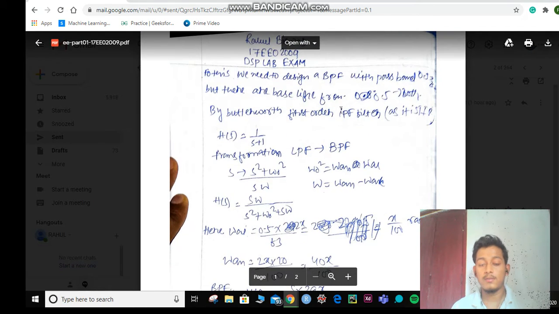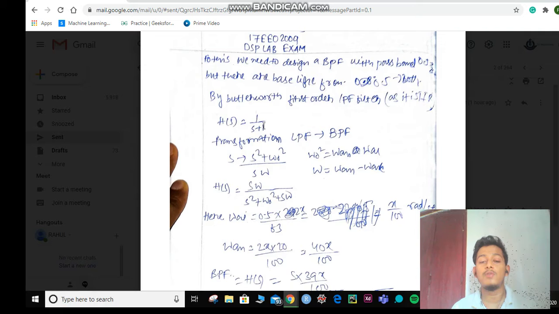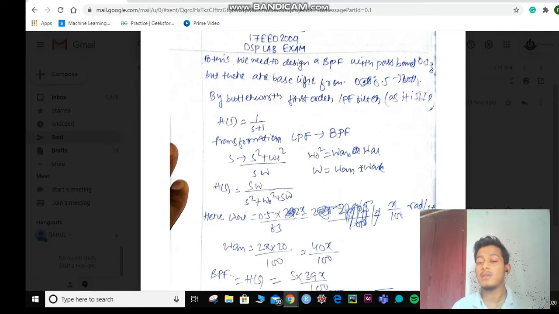We know the first order LPF Butterworth filter, we can write it as H(s), the transfer function, as 1 by s plus 1. And if we want to transform the low pass filter to a band pass filter, we just transform s as (s squared plus omega naught squared) divided by (s times omega B). So here omega naught is the multiplication of the two corner frequencies, 0.5 and 20 Hz, and omega B is equal to omega H minus omega L, so this is maximum minus minimum.